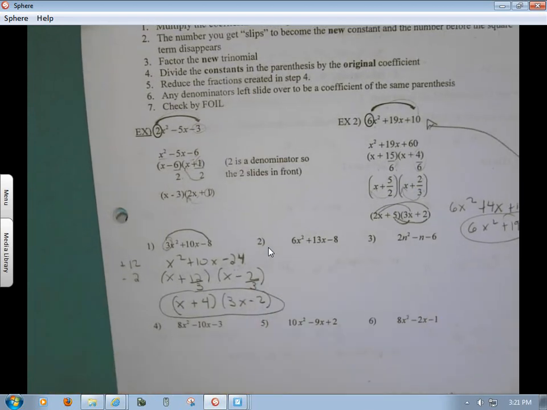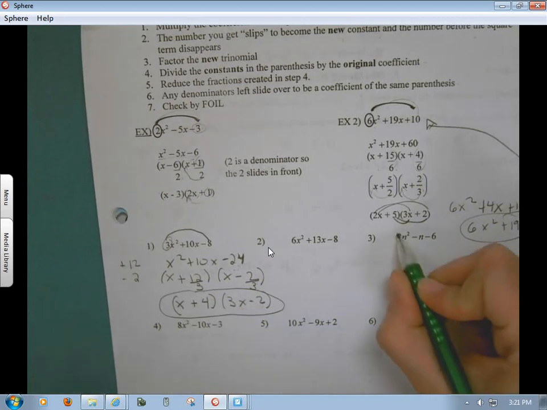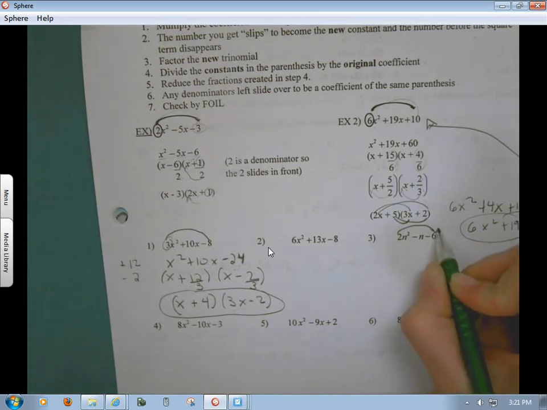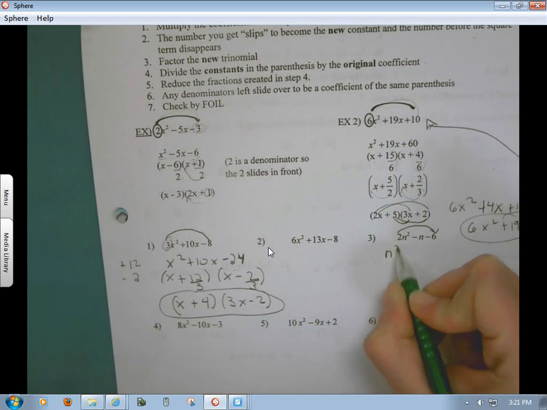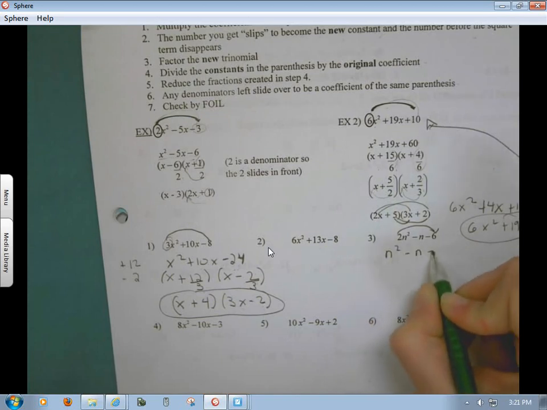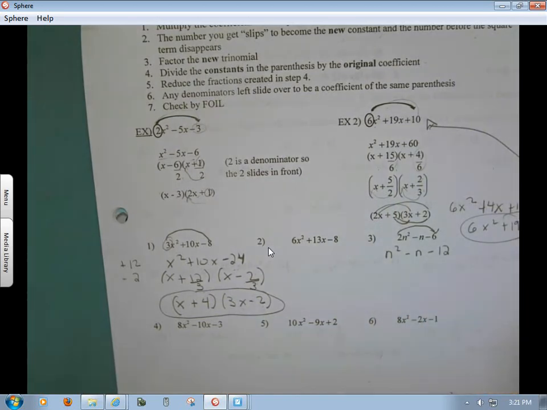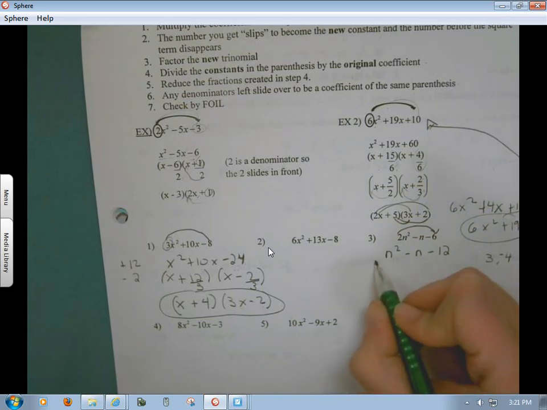So let's try another one. 2 times 6 is 12. So I'm going to rewrite this. Okay, so now I want to multiply to 12. I'm thinking 3 and 4, where my 4 is negative. So let's try it out.